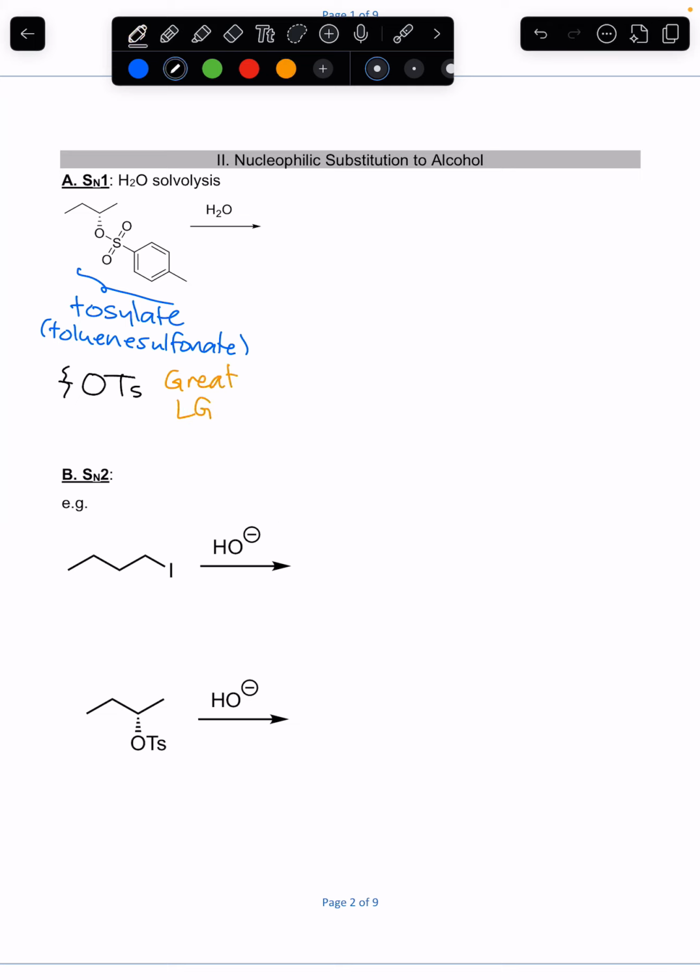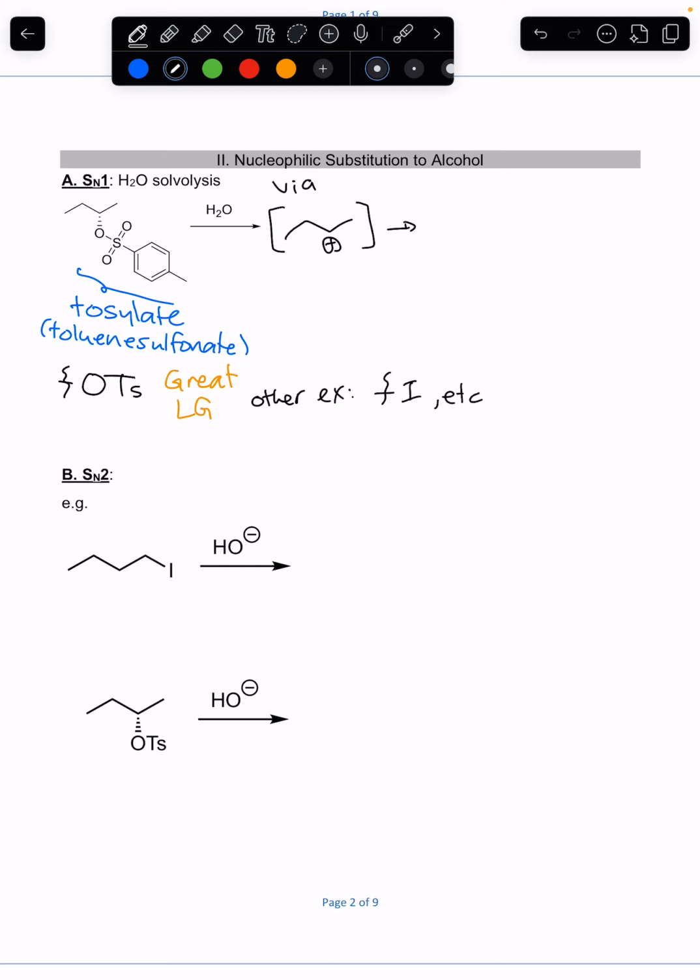Other examples included things like the iodo group and such. Hopefully you remember that from the previous chapters. So when you have really good leaving groups, and if you have a protic solvent like water, solvolysis or SN1 reaction, remember, is possible via the carbocation intermediate.